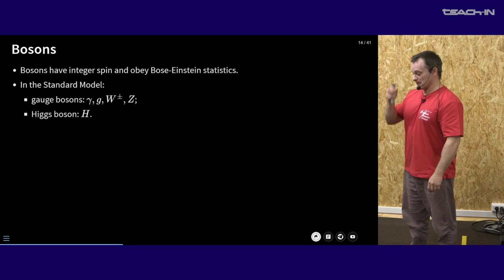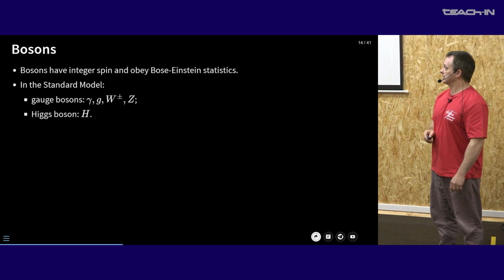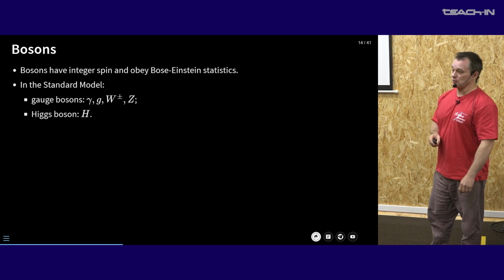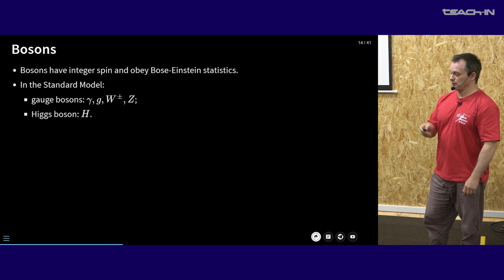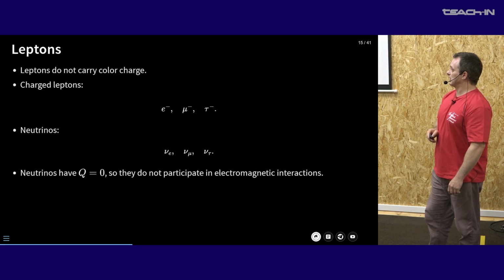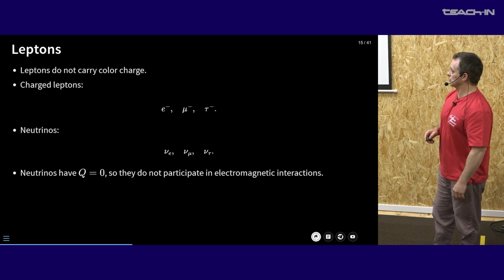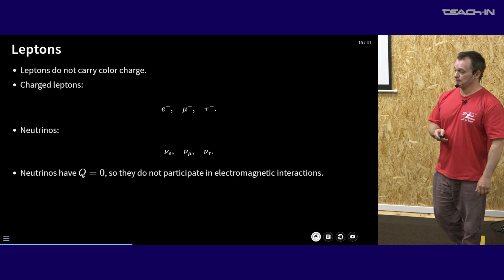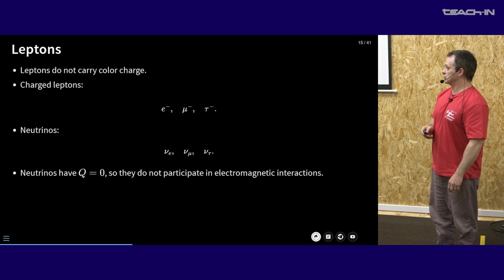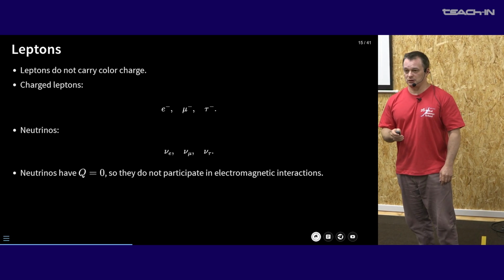Bosons are particles which have integer spin, as I said, and in the standard model we have those bosons which I already mentioned. And regarding the leptons, we have charged leptons, as I said, and neutrinos. Neutrinos have zero electric charge, and they do not participate in the electromagnetic interactions.